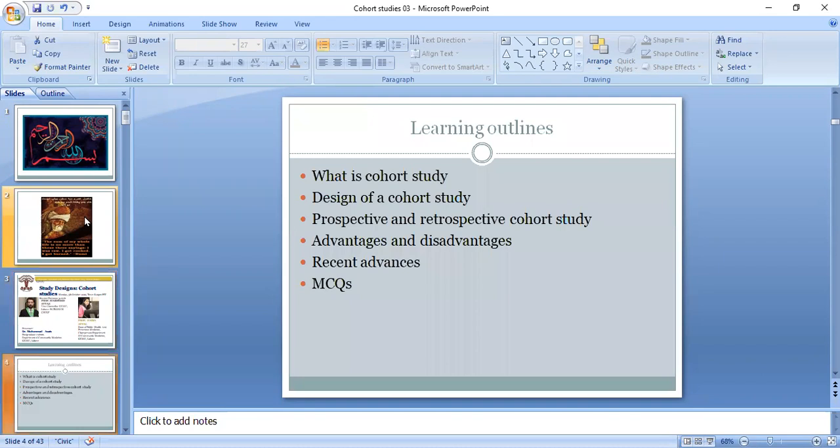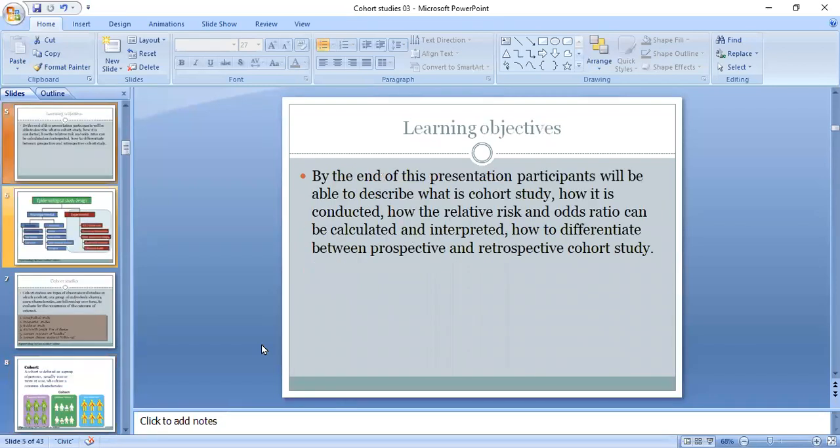The learning outlines of today's presentation are: what is a cohort study, design of a cohort study, prospective and retrospective cohort study, advantages and disadvantages, and at the end the recent advances and MCQs. By the end of this presentation, participants will be able to describe what a cohort study is, how it is conducted, how the relative risk and odds ratios can be calculated and interpreted, and how to differentiate between prospective and retrospective cohort study.